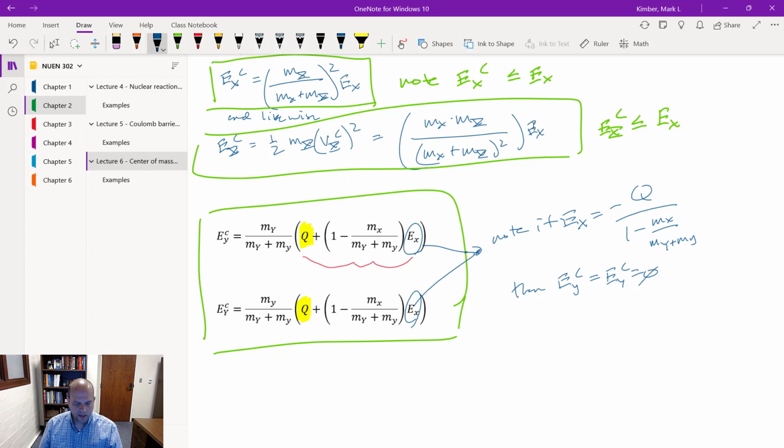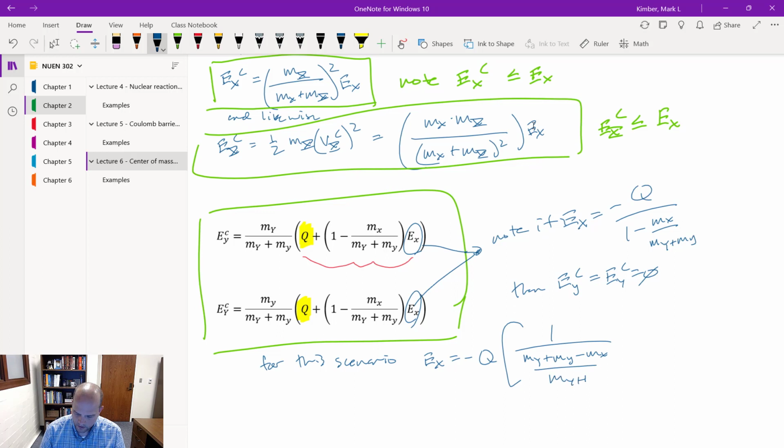So let's compare that, or we can just rearrange the terms a little bit. For this scenario, then Ex is going to be minus Q times 1 over, combining these fractions together, I've got my plus my minus mx over my plus my, which equals minus Q times my plus my divided by my plus my.